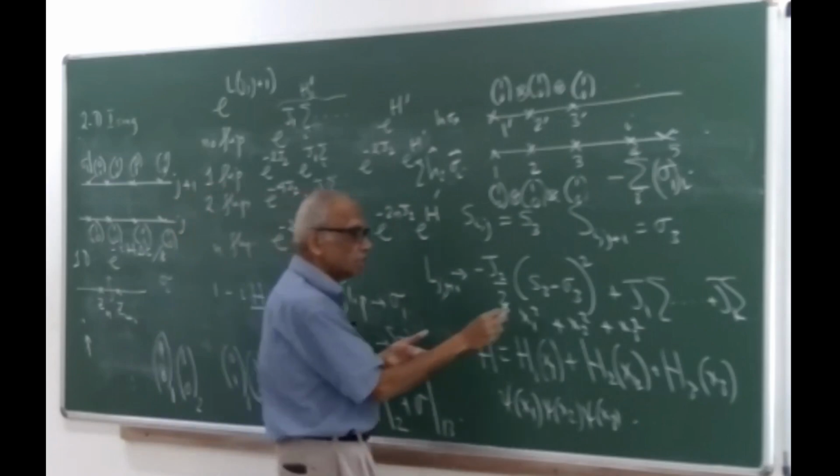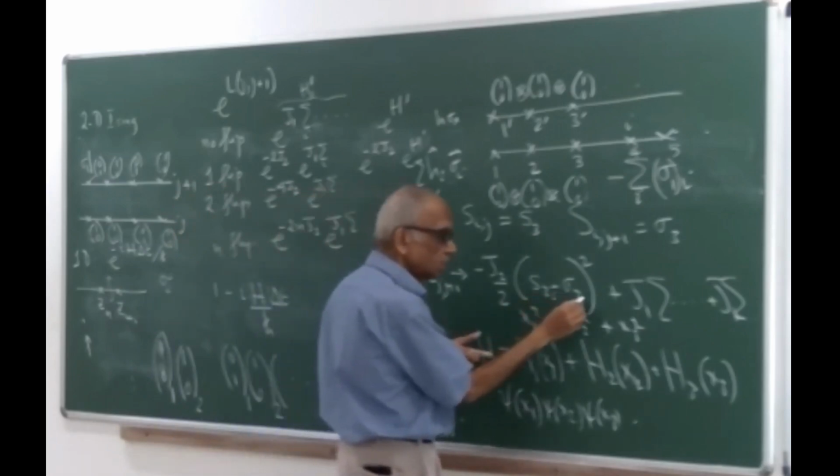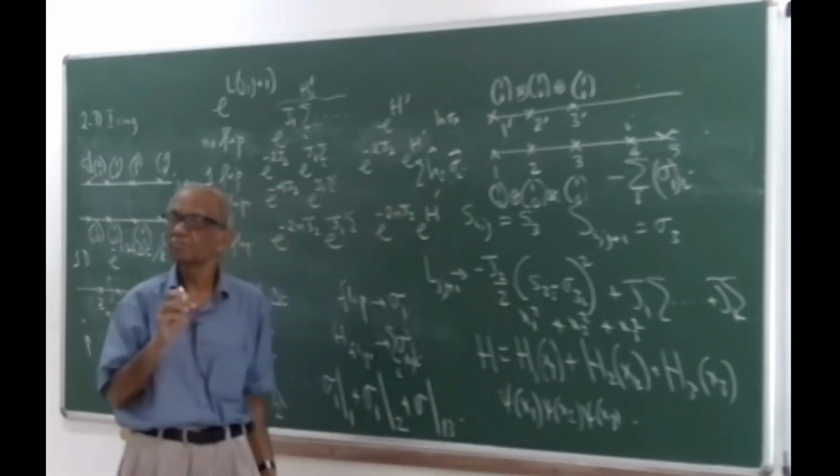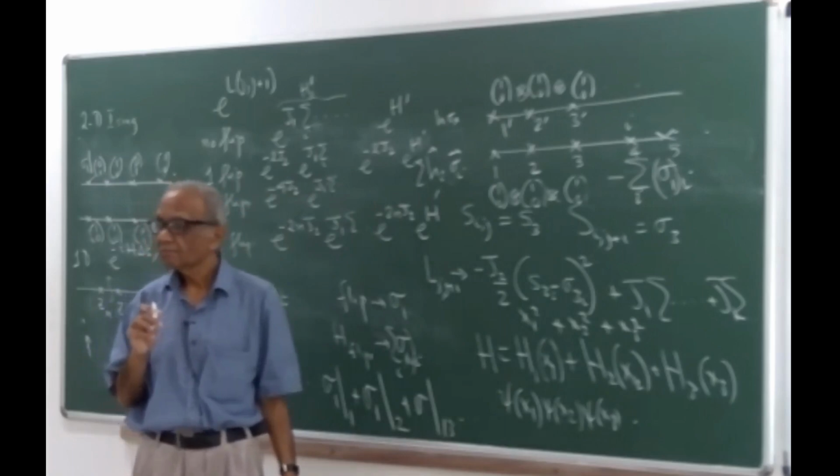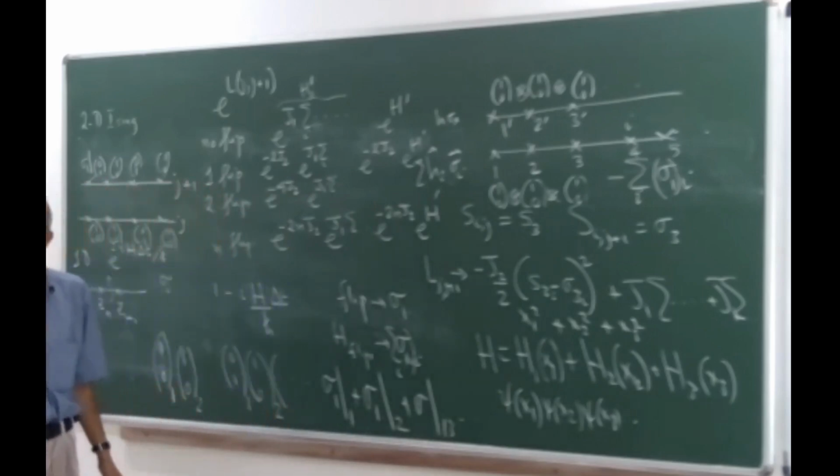So actually this is S3 at site I and sigma 3 at site I. Okay? So that is what makes it a many body problem.